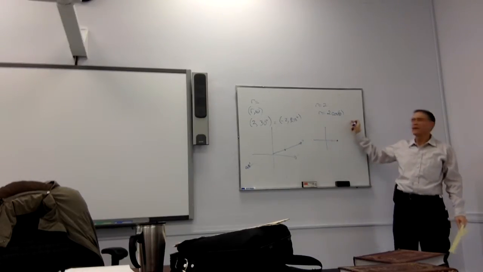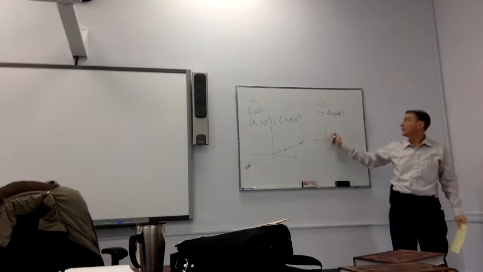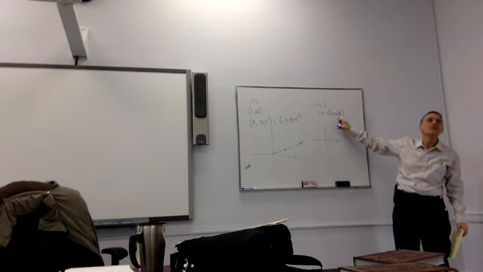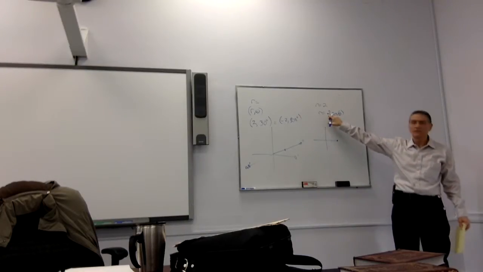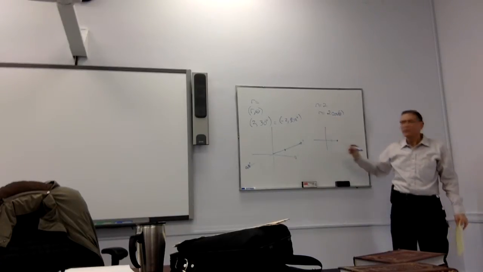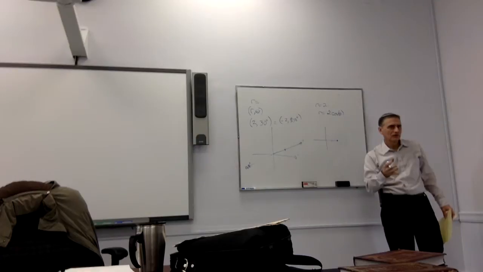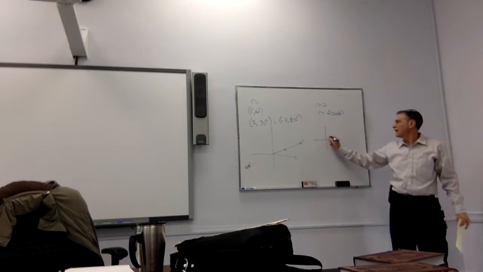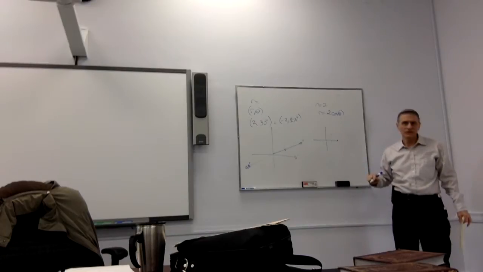If you pick an angle of 45 degrees, what would be the value of r? Square root of 2 over 2 times 2, or just the square root of 2, which is a better answer. Square root of 2 is about 1.4, so that would be somewhere over here.